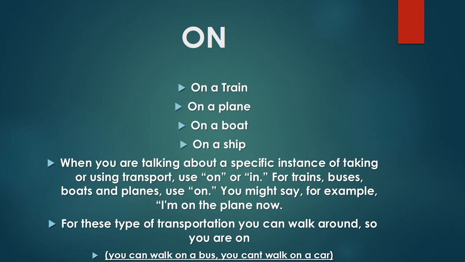When you are talking about a specific instance of taking or using transport, use on or in. For trains, buses, boats and planes, use on. Because you might say, for example, I am on the plane now. For this type of transportation you can walk around, so you are on. You can walk here and there, you can stand and do anything, but you can't walk when you're inside a car, right? Because you can't stand up, you don't have space.